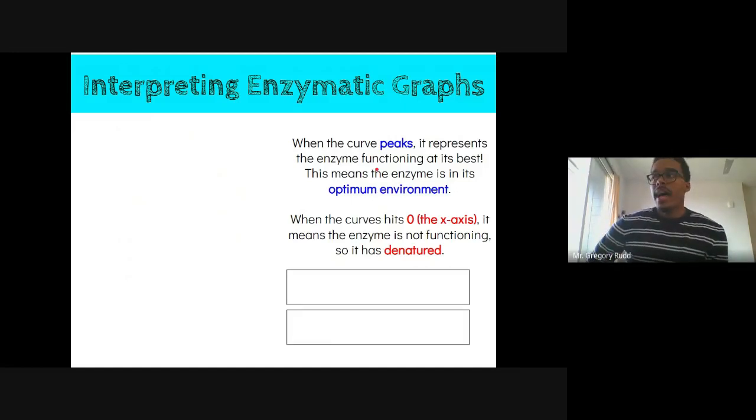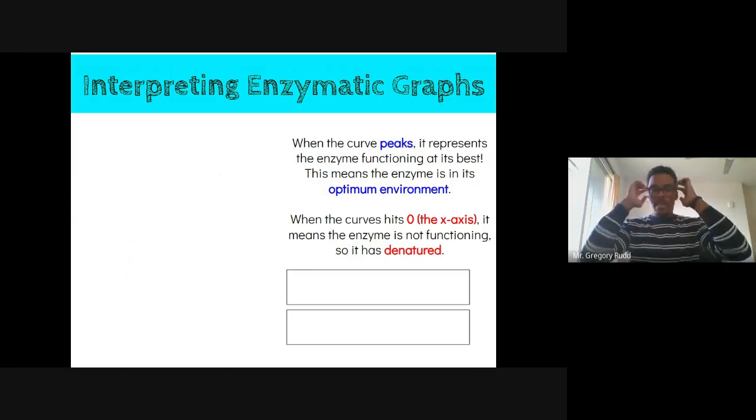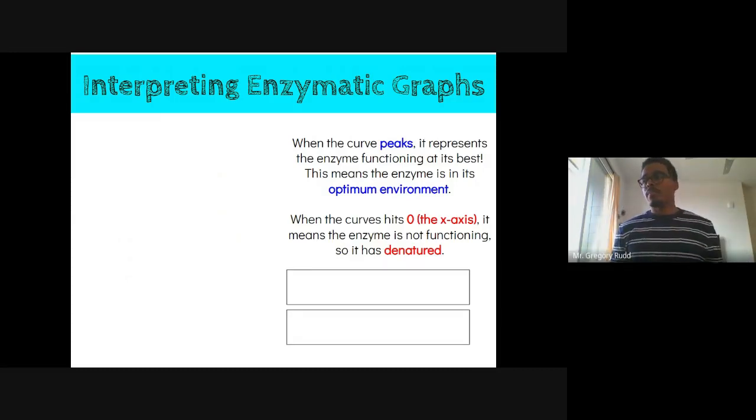All right. So when we look at a graph of an enzyme, we're going to see a curve. And I'm going to show you one in a few seconds. At the peak of that curve, the enzyme is functioning at its best. This means that the enzyme is in its optimum environment.